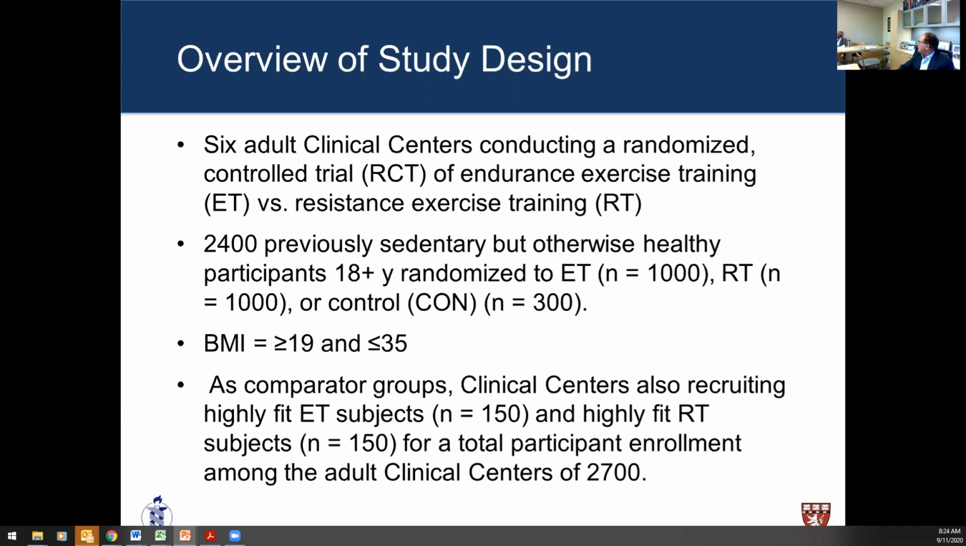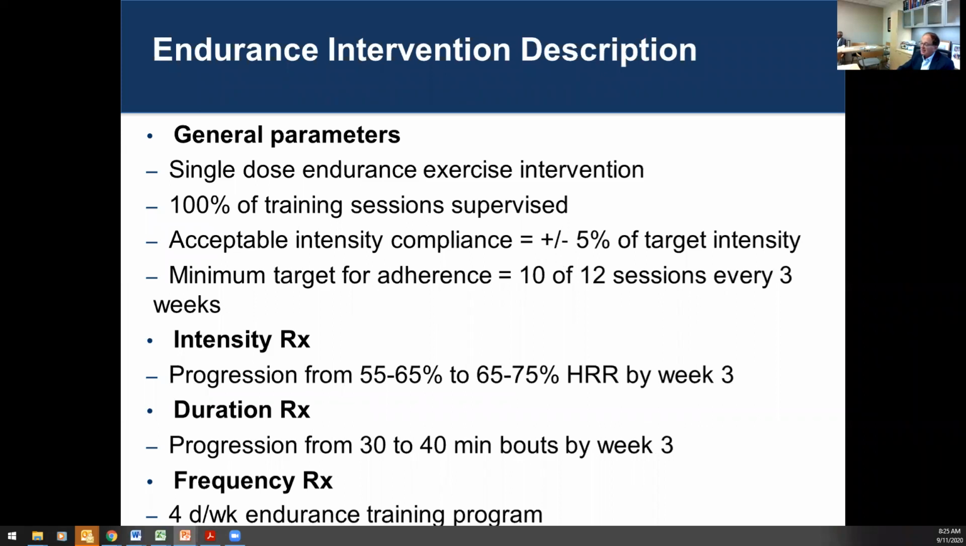So it's 6 adult centers that are randomizing individuals to either an endurance exercise training arm or a resistance training exercise arm. And so it's about 3,000 people total, and it's normal individuals. And then as comparator groups, there's actually going to be some elite athletes that are being enrolled, about 150 who do endurance training, and then about another 150 who do resistance training. So it's going to be close to 2,700 adults. There's also a pediatric arm as well, and that's something that's super important. You know, think of COVID research and why we need to study the entire aging spectrum, and around exercise as well, of course.